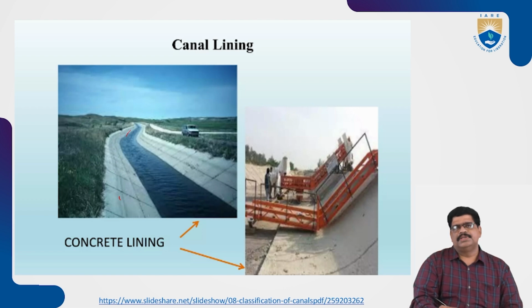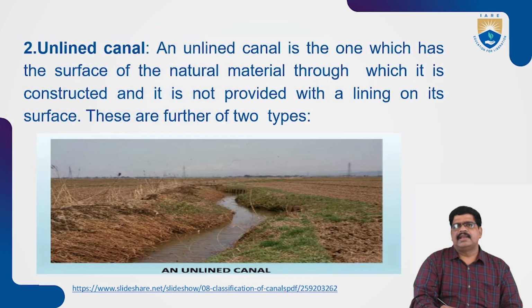Maybe stone pitching is provided in some areas. Now let us see the unlined canal. See in the diagram, the unlined canal is one which has the surface of the natural material through which it is constructed, and it is not provided with lining on its surface. There are further two types. So for the unlined canal, let us see the diagram.